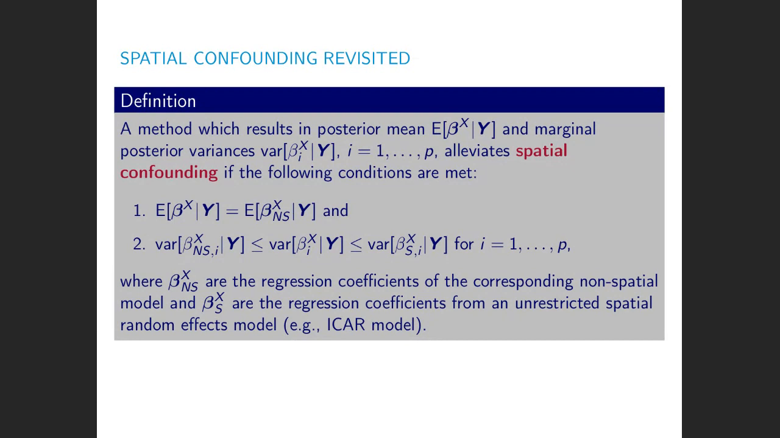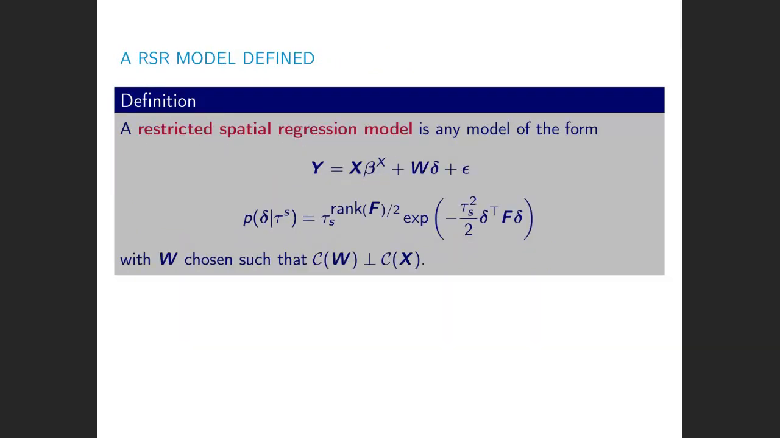Okay, so we have this negative definition of spatial confounding, but this is consistent with the literature. Then using this method, we define a restricted spatial regression model to be any model of this form that we've used before, where W is chosen so that the column space of W is orthogonal to the column space of X.